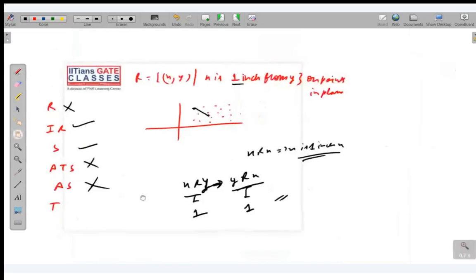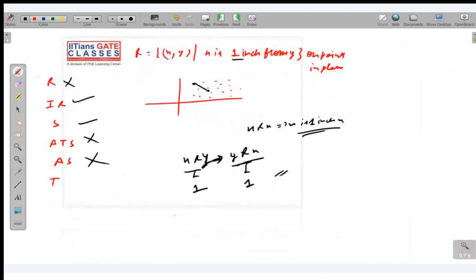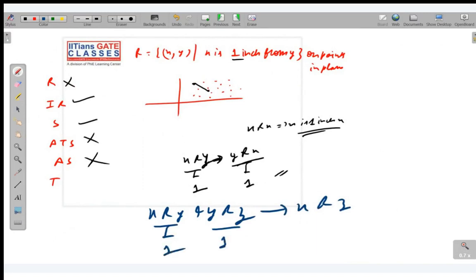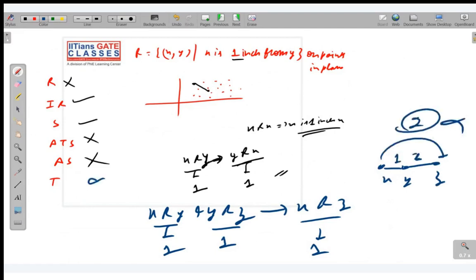Transitive, that is interesting. What do you mean by transitivity? X related to y, and y related to z implies x related to z. Their distance is 1 inch, their distance is 1 inch. So can you conclude their distance is 1 inch? Draw this: x, y, z. 1, 1. So the x to z distance is 2. It is not 1. We will cross it.